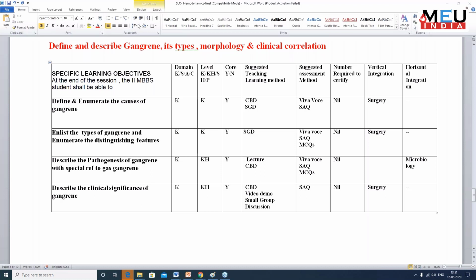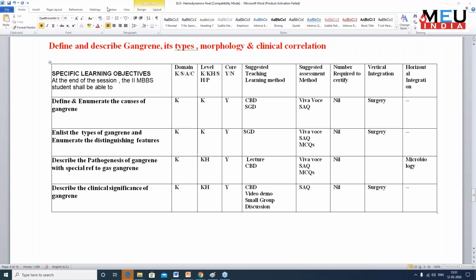Sir, I just wanted to say about this SLO on gangrene, that they will be taking this part of the SLO in cell injury. So isn't it going to be a repetition? Can we just make it concise? Even if it is a competency mentioned by MCI, we can always write there that it is already taken, and we can take some part of it here which has not been taken there.